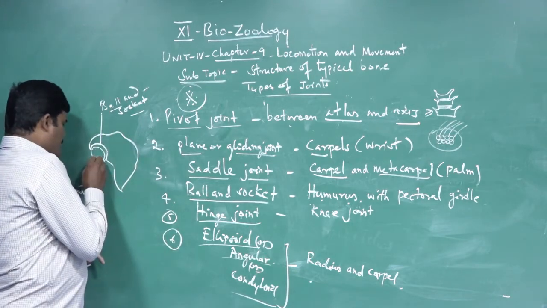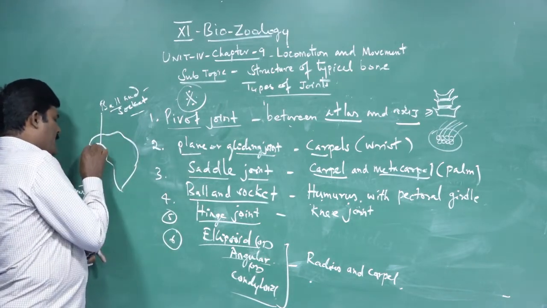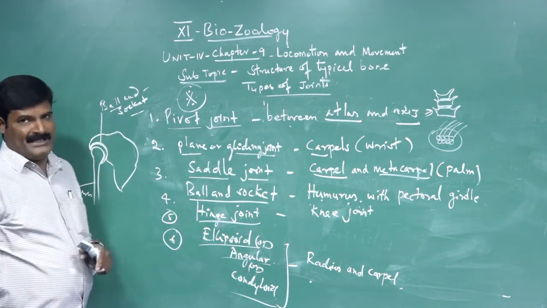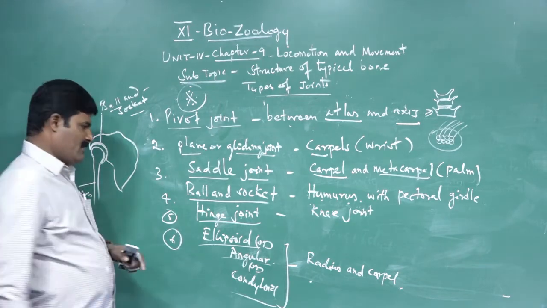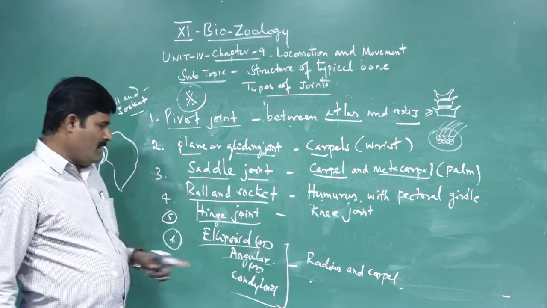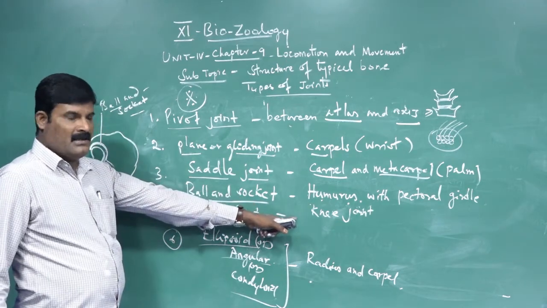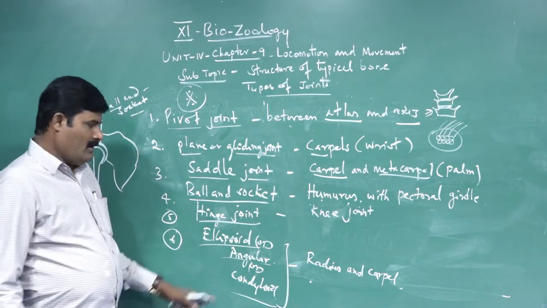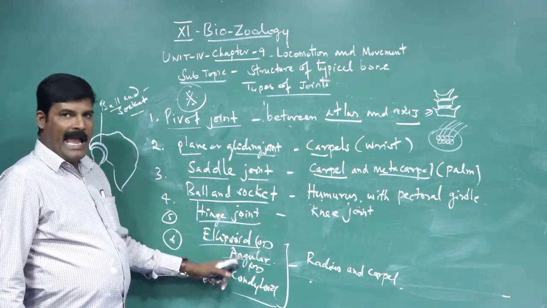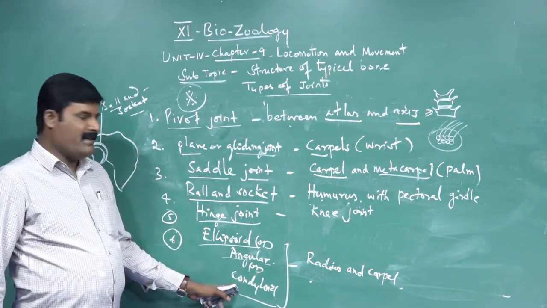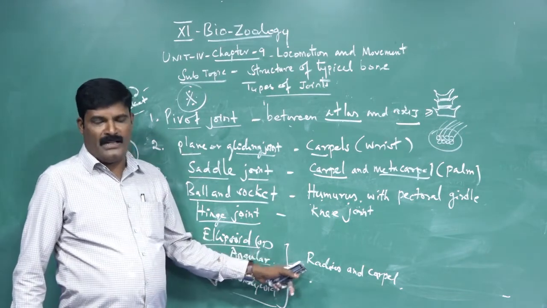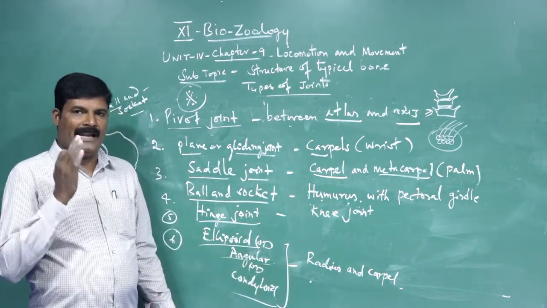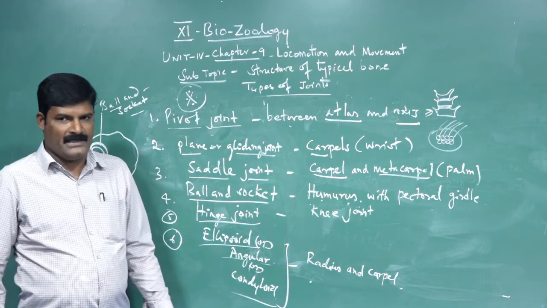Ball means a ball shaped structure. Socket means a cavity or depression. Hinge joint is commonly found in the knee joint. The knee joint forms between the femur and the tibia and fibula. The next one is ellipsoid, angular, or condyloid joint. This kind of joint is present only between the radius and the carpal. Okay.